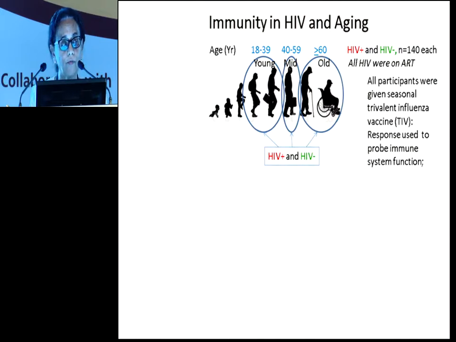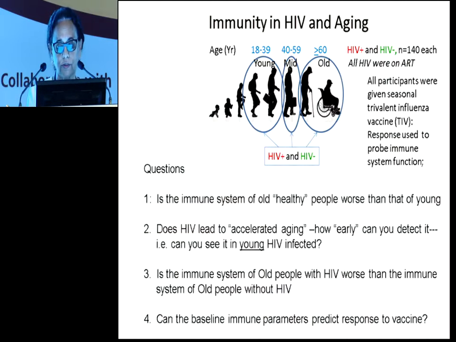And we needed an in vivo mechanism to understand whether the immune system was functioning. And for that, we used the trivalent influenza vaccine, which is given every year to people in the United States. And the response to the vaccine was used as a probe of immune system function.